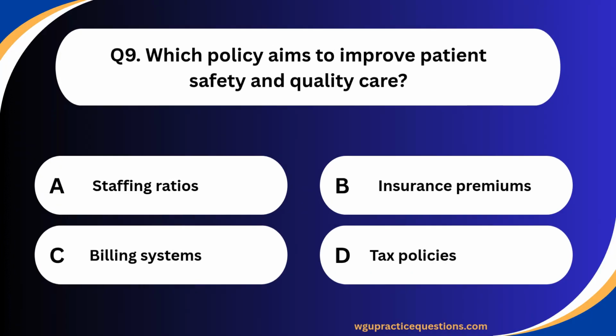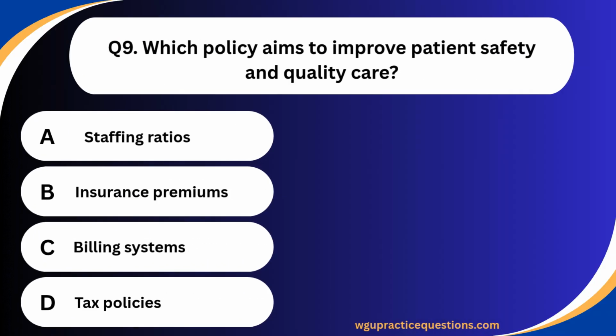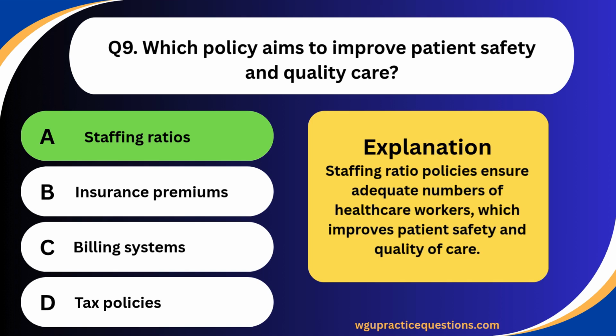Question 9. Which policy aims to improve patient safety and quality care? A. Staffing ratios. B. Insurance premiums. C. Billing systems. D. Tax policies. Which one is the correct answer? The correct answer is A. Staffing ratios. Explanation. Staffing ratio policies ensure adequate numbers of healthcare workers, which improves patient safety and quality of care.